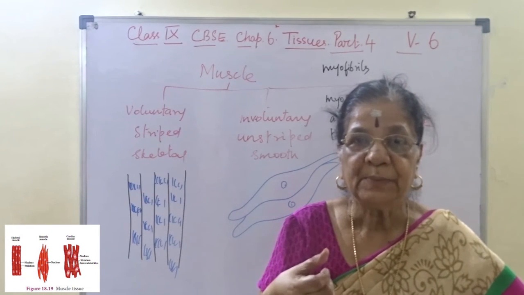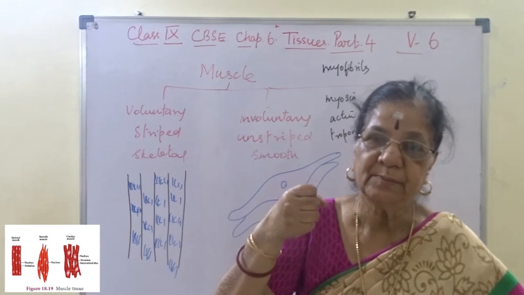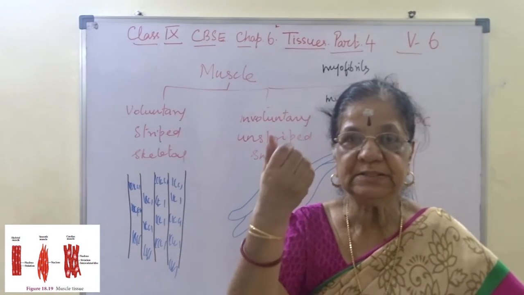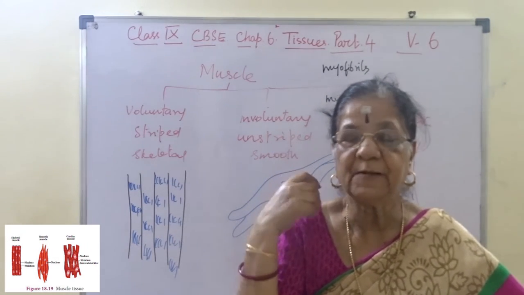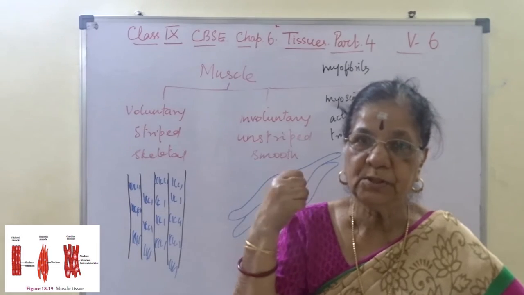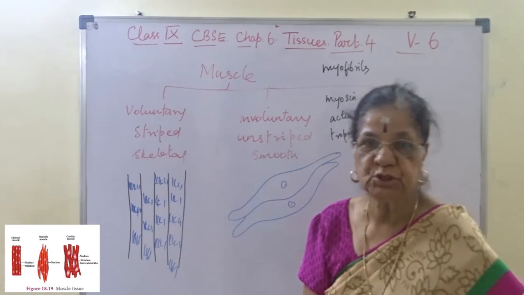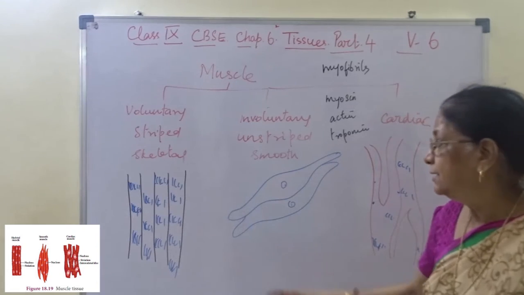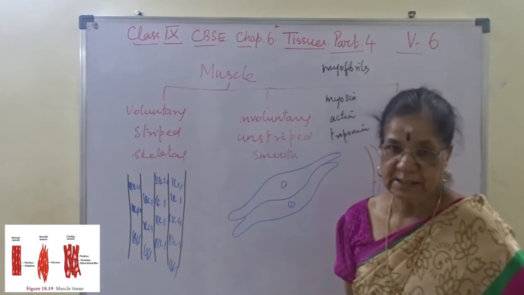At the same time, a muscle can be pulled, but we cannot push the muscle. So a muscle can be pulled, but it cannot be pushed. Right? So now this voluntary muscle is formed of striations.